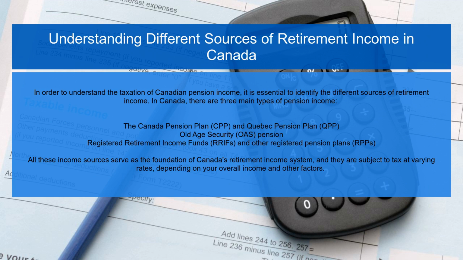In order to understand the taxation of Canadian pension income, it is essential to identify the different sources of retirement income. In Canada, there are three main types of pension income: the Canada Pension Plan, CPP, and Quebec Pension Plan, QPP; Old Age Security, OAS, pension; and Registered Retirement Income Funds, RRIFs, and other registered pension plans, RPPs. All these income sources serve as the foundation of Canada's retirement income system, and they are subject to tax at varying rates, depending on your overall income and other factors.